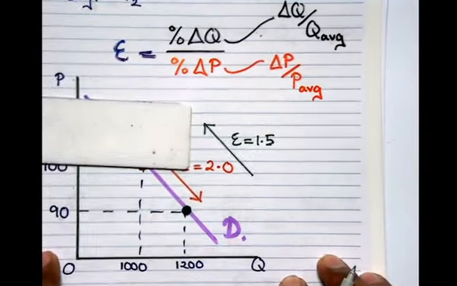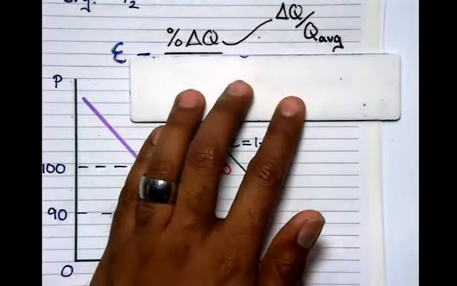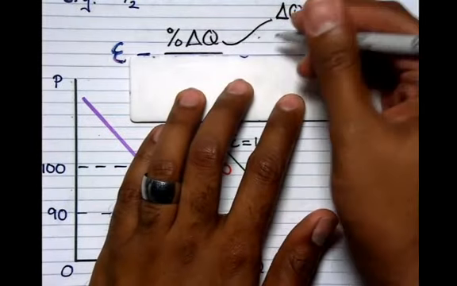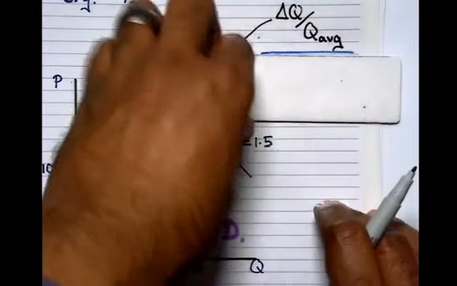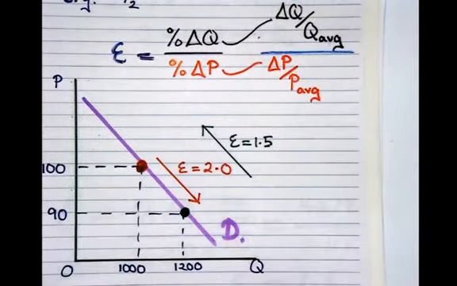Can you try that, please? Can you see what the answer for elasticity would be if you calculate it this way? So instead of using either point as the reference, we use the average as the reference point.